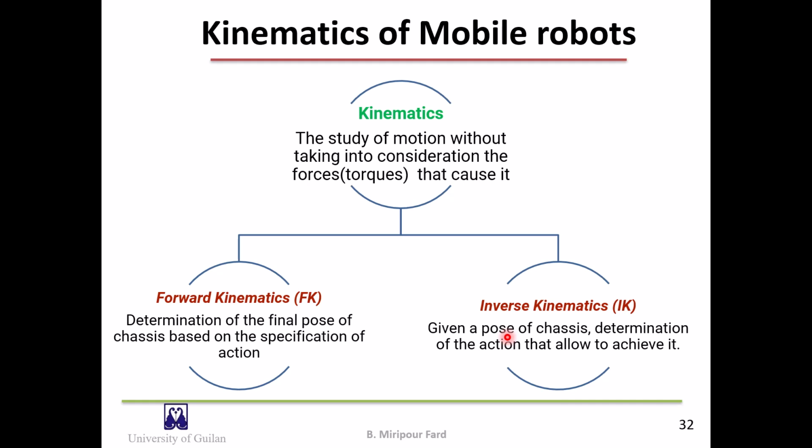In inverse kinematics, given the desired final configuration or pose of the robot, we obtain the value of the actions that allow the robot to achieve it.